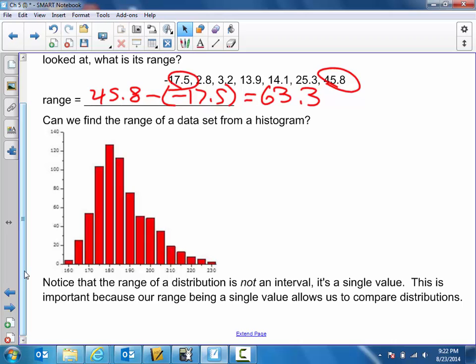So there's the range of our data, which is simply the span from high to low. For a histogram, you can usually find that at least approximately by comparing the highest cutoff point for the bin that has the biggest data values in it, and the lowest cutoff point for the bin that has the smallest data values in it, and that would be your range. Check out this histogram here.